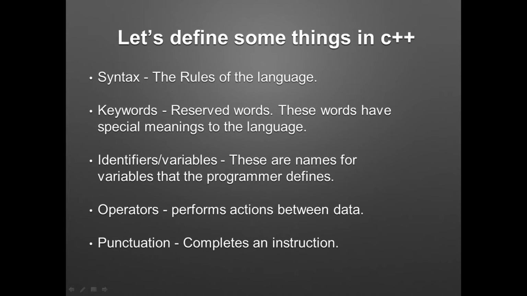The next thing is the operators. These perform actions between the data. So you'll usually see the operator go right in between two of these words that will have meaning. That's like your addition or multiplication operator. It goes in between one number and another number, and there's an operation that's being performed.